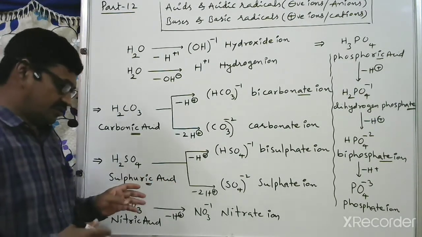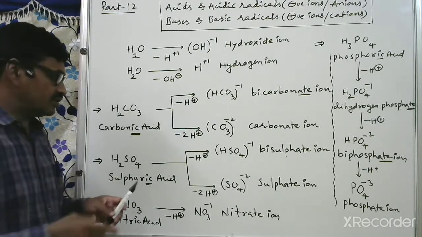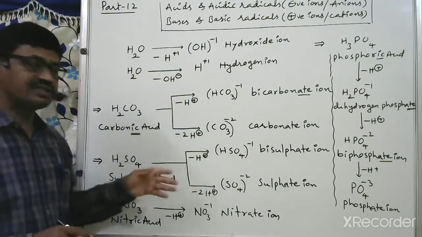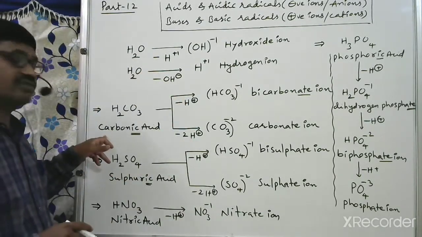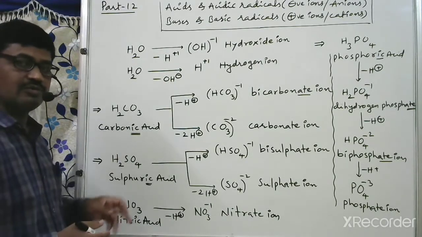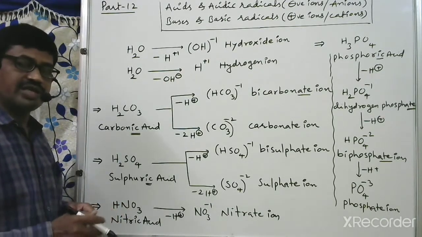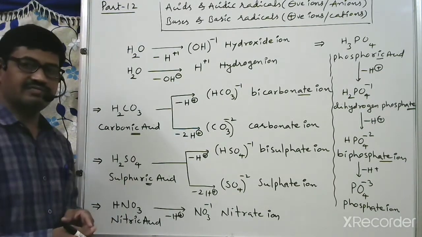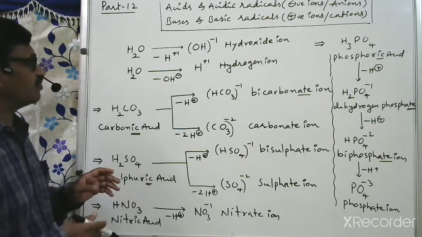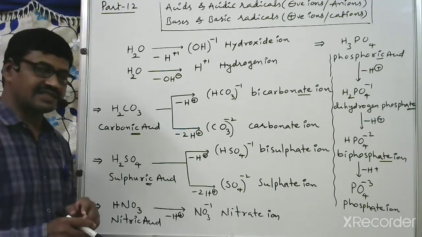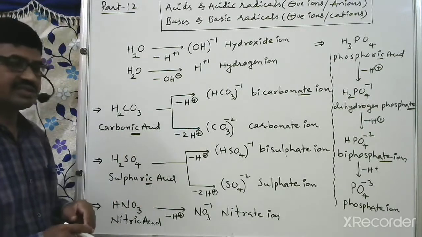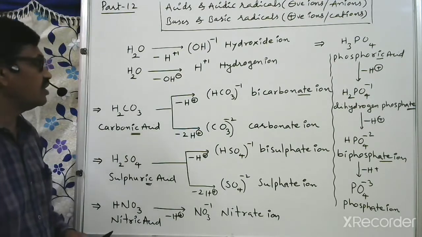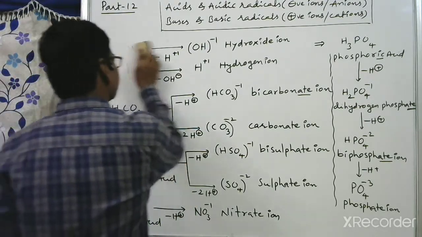For remembering all these ions and their names, you can see the video many times: what is the name of carbonic acid, what is the formula of carbonic acid, what is the formula of sulfuric acid, what is the formula of nitric acid, and their ions. Okay, then similarly now we'll take ous acids. All this is about ic acids and their names are also given clearly. Now we'll see about ous acids.